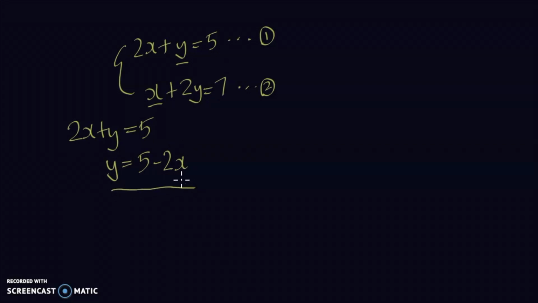We have rearranged, so I'm going to call this 1 prime. We've rearranged to get y equals 5 minus 2x. So now we have the value of y in terms of x. So I want to substitute that into equation number 2, so we can eliminate y altogether from this equation. So substituting 1 prime into 2.